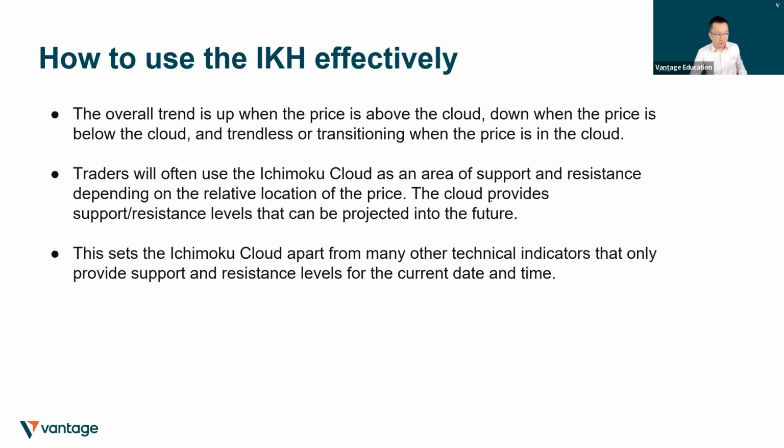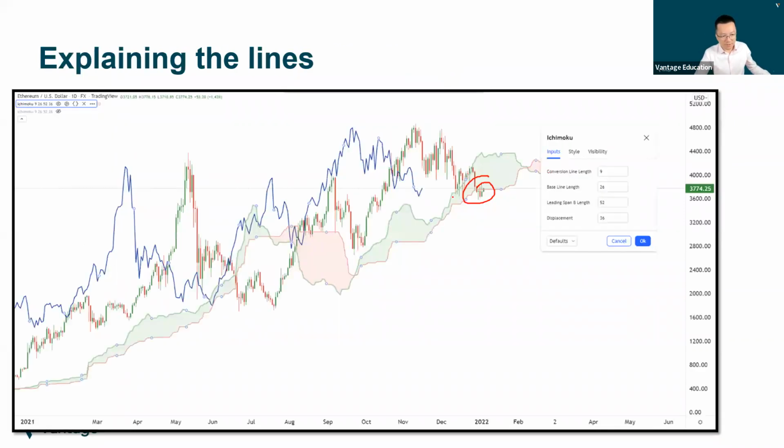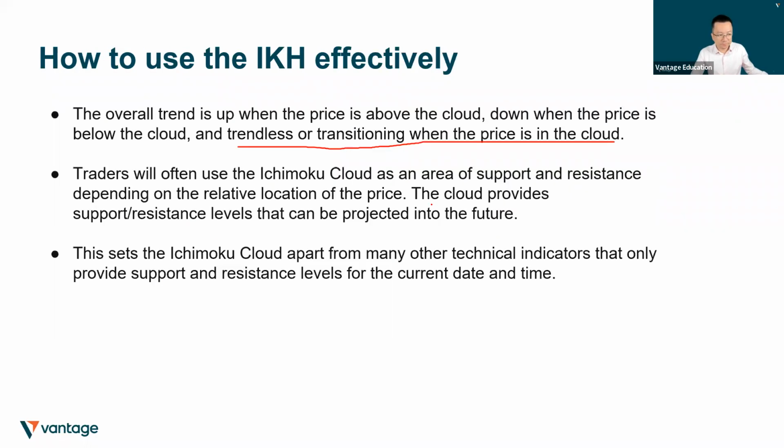Okay, so the main thing of how to use this more effectively. Overall trend is up when the price is above the cloud. We know that already. Down when the price is below the cloud, and trendless, or transiting, when it's in the cloud. Again, inside there, it's bouncing around. It's finding a directional bias. I like to use the term, it's finding a directional bias.